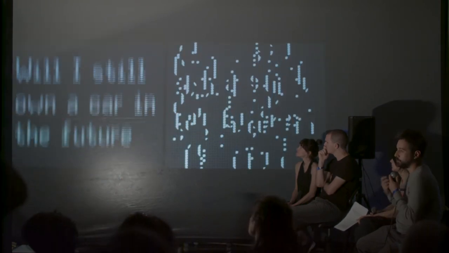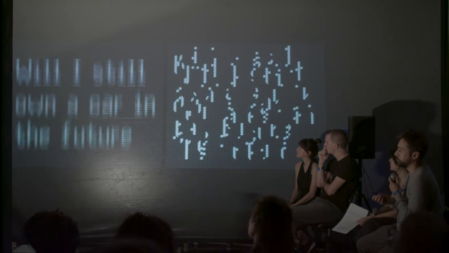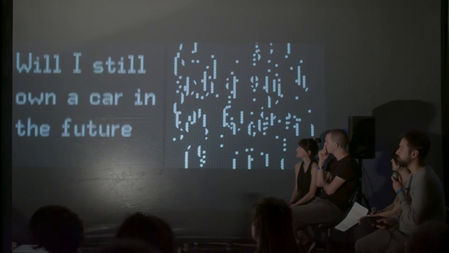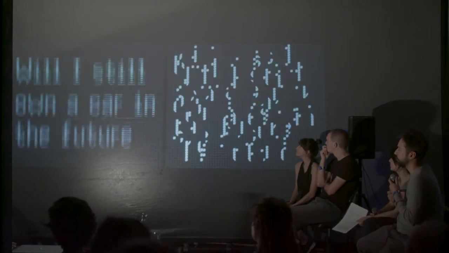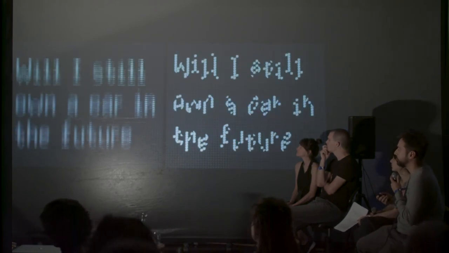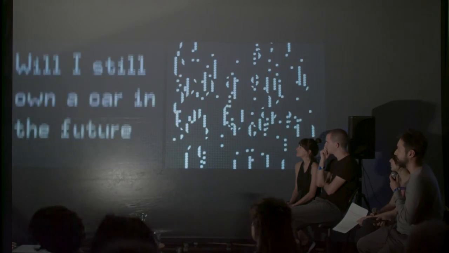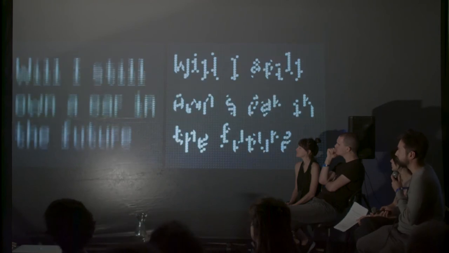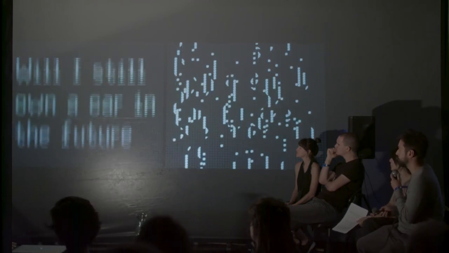We start with creating a vocabulary. We turn those vocabularies into systems. And from these systems, we can generate these maps, but we can also create typographic treatments that work in a similar or the same system.